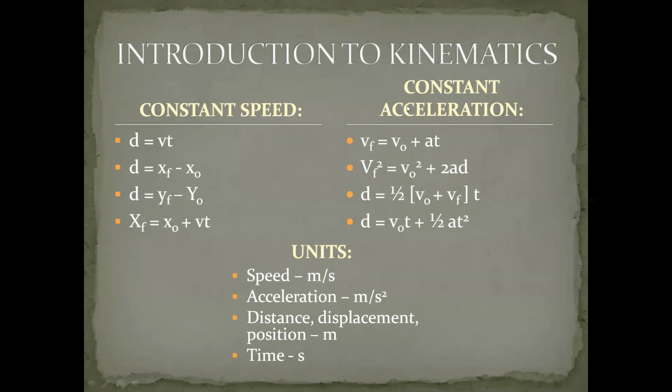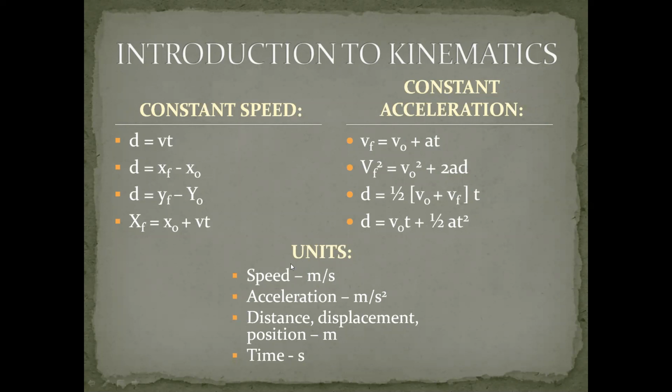So under constant acceleration, we have these formulas. V final is equal to V initial plus AT. V final squared is equal to V initial squared plus 2AD. D is equal to 1/2, open parentheses, V initial plus V final, close parentheses, times T, and D is equal to V initial times T plus 1/2 AT squared. I'll show you later how to use them.